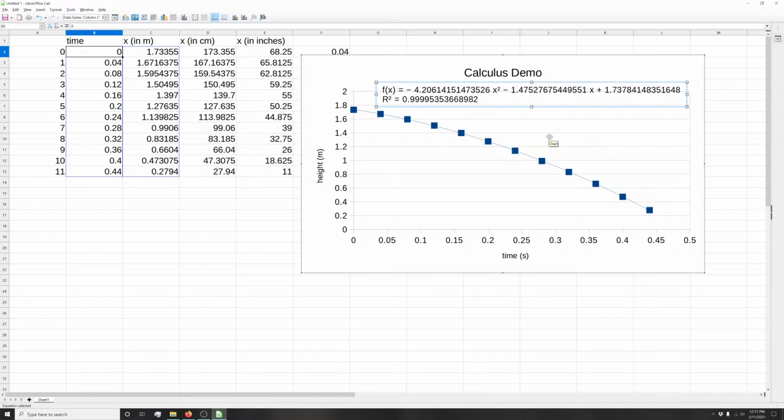There's our second degree. The thing we can look at initially is our Y-intercept, which is right here at 0, and it's 1.7378. So that's roughly 1.73, where I dropped it from. That's our starting point, and that was where we end.